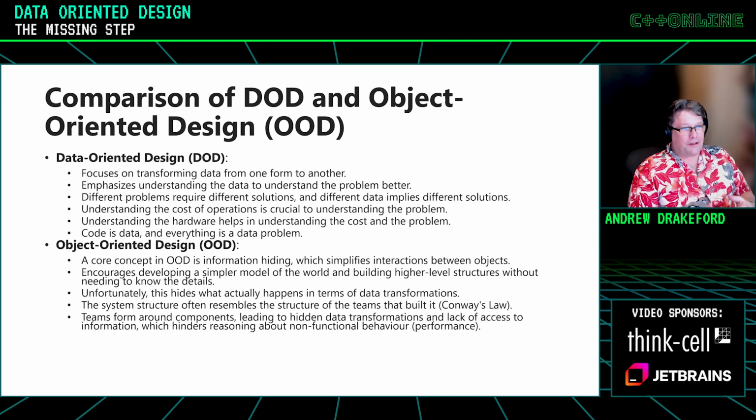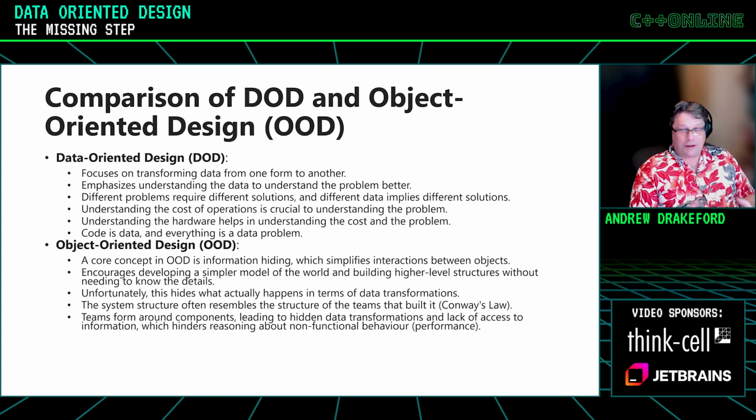Object-oriented design, which has been a popular and successful way of implementing systems, has core principles of hiding information, bait and switch by polymorphism, and keeping the big structure simple and visible by hiding away the details. Unfortunately, this hides away the data transformations and what really happens inside our system, making it difficult to reason about.